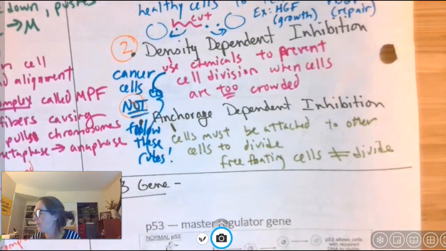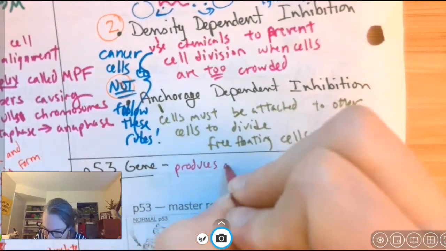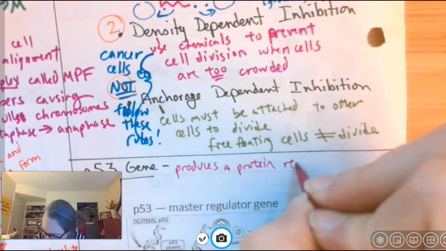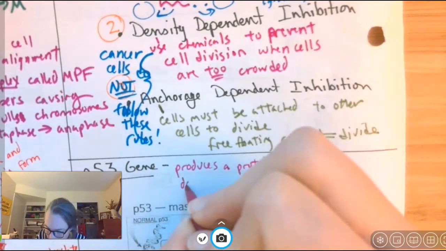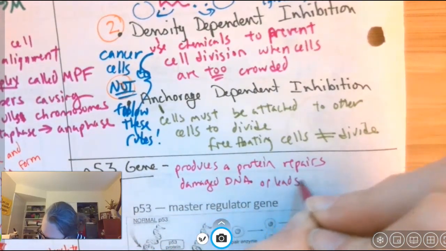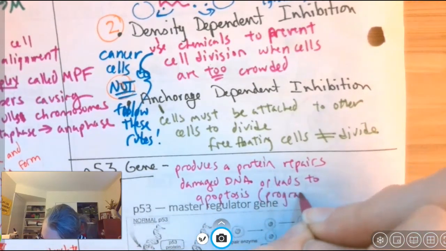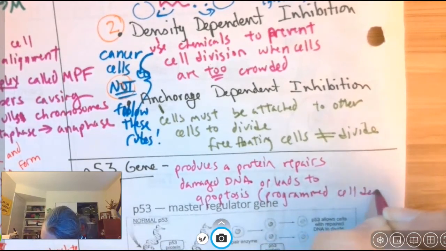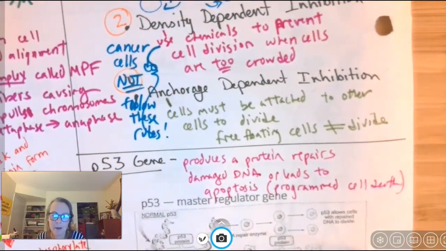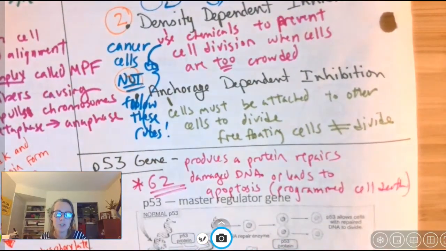Our bodies can actually combat cancer because we have some really cool regulatory genes and regulatory proteins. The P53 gene produces a protein that repairs damaged DNA or leads to apoptosis, which is programmed cell death, when a cell can't repair itself. So this protein works a lot during G2. So we do have these proteins that help.